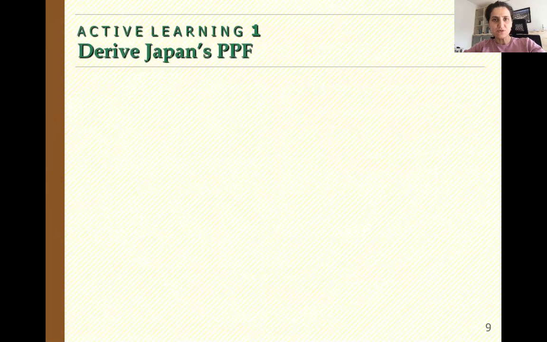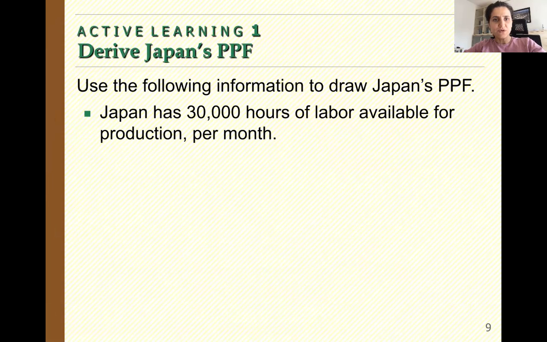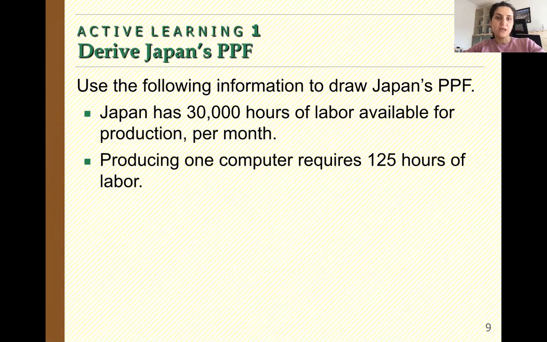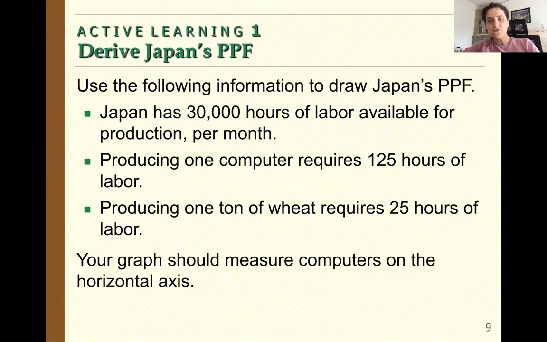Okay, now let's look at Japan's production possibility frontier. For Japan, there are 30,000 hours of labor available for production per month. Producing one computer requires 125 hours of labor, and producing 1 ton of wheat requires 25 hours of labor. Again, you are going to have a two-dimensional graph. In one dimension you have computers, in the other dimension you have wheat.